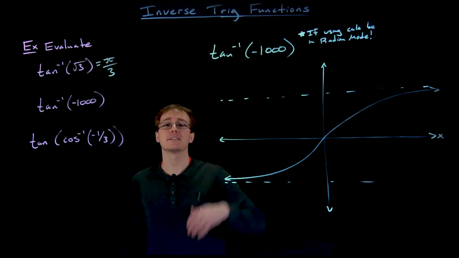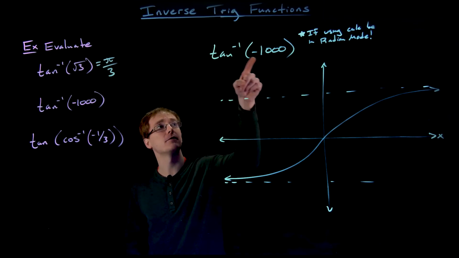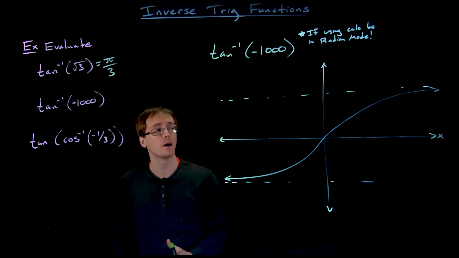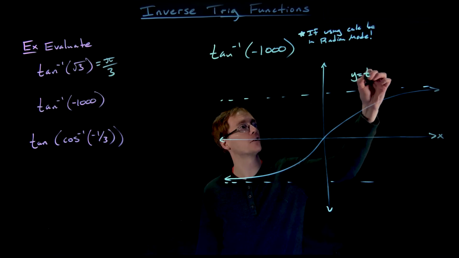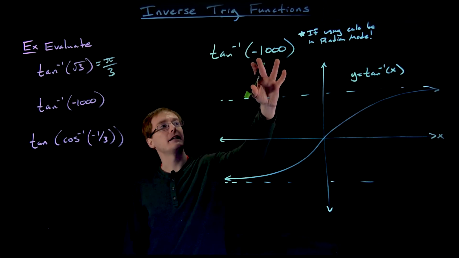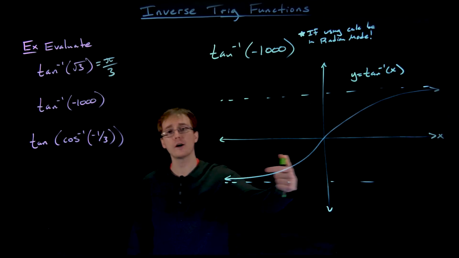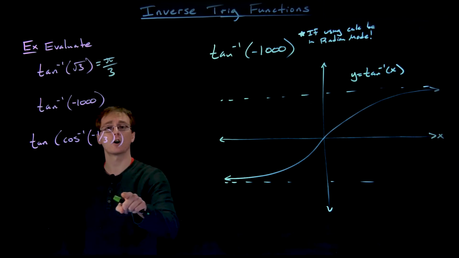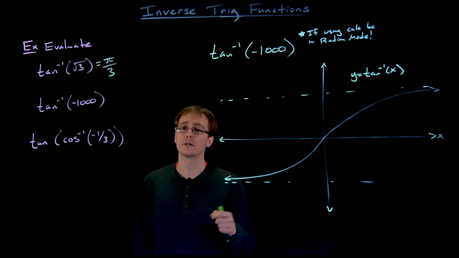In practice, a calculator is definitely what we should use to evaluate tangent inverse of negative 1,000, but we can be clever and do it in a tricky way as well. If we think about the graph of our arctangent or inverse tangent function, what happens if we plug in x equals negative 1,000? Well, we're heading way over here to the left on the graph, and as we head off to the left, we approach our horizontal asymptote. And we get really close to it really quickly here.